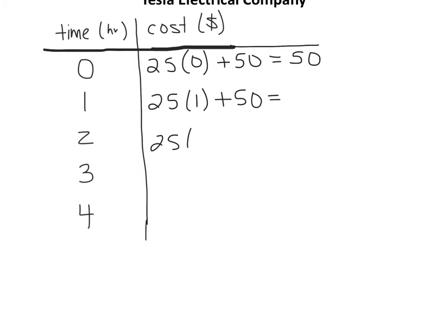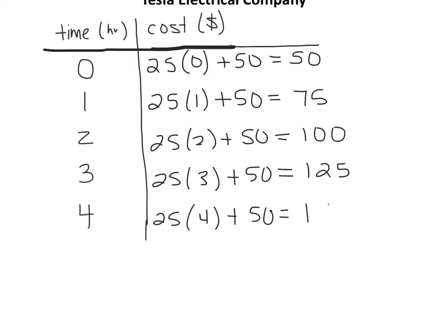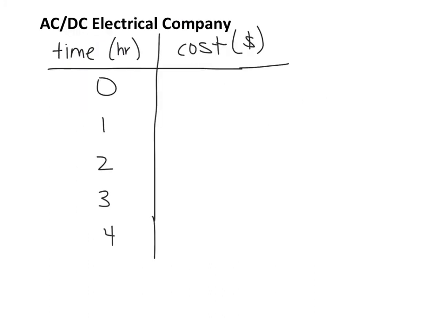We've got 25 times 2 plus 50, 25 times 3 plus 50, and 25 times 4 plus 50. So if we calculate all of these values and fill them in, the next one would be $75, $100, $125, and $150.